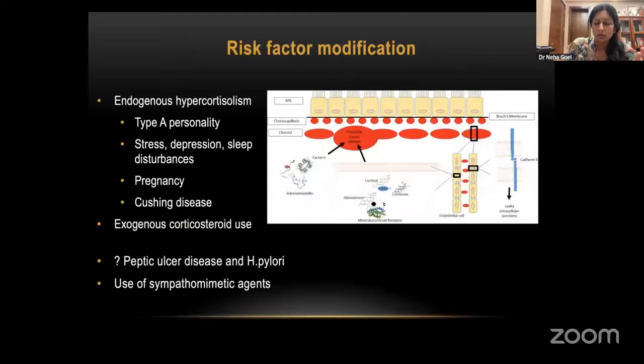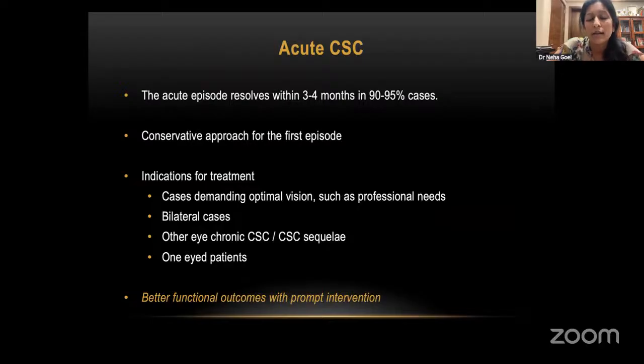Just one word about the management I would like to say, especially for all the general ophthalmologists, that apart from the risk factor modification, which we all know about, it's classically been taught that in acute CSC, most cases resolve, more than 90% within 3 to 4 months. So a first episode requires a conservative approach. Treatment is usually only ventured for in cases which demand quick visual recovery, bilateral cases, one-eye patients, or other eye loss to CSC. However, recent literature has shown that there may be better functional outcomes with prompt intervention, even with acute CSC.